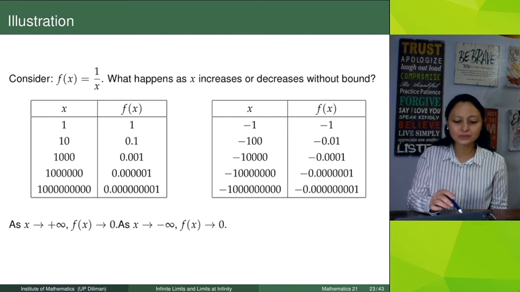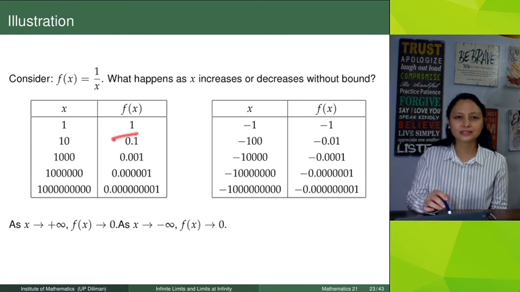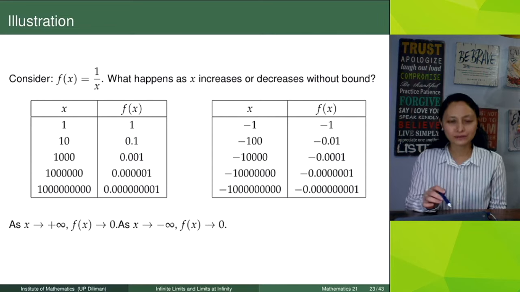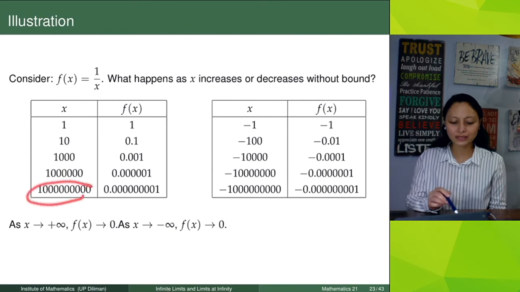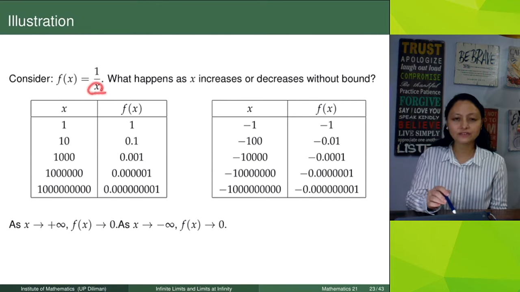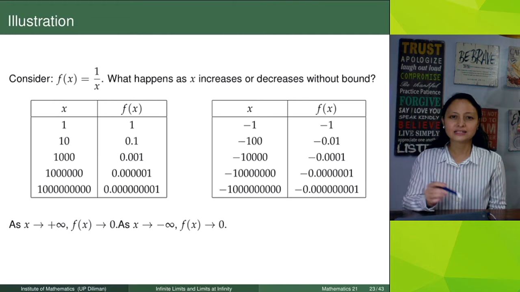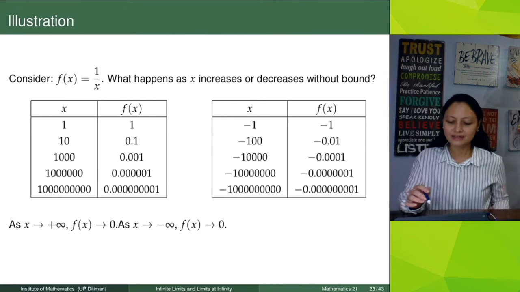So say x is 1, f of 1 is just 1. If x is 10, f of 10 or 1 over 10 is just 0.1. So as you increase the value of x, as you increase the value of your denominator here, what is happening to the value of f of x? Okay, let's look at the other side.